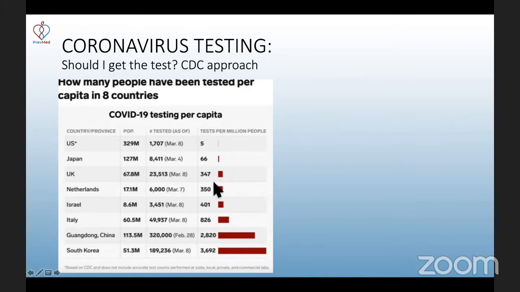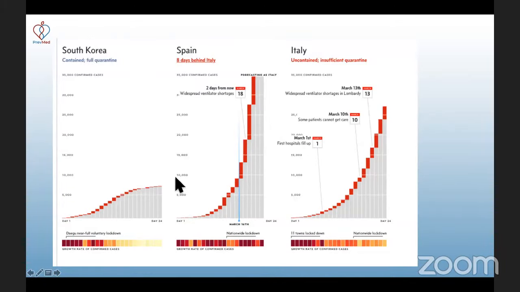There's been a lot of discussion about should we do more testing? Should we open that up? The difficult reality right now is that there's not enough testing kits out there to do that. But you go back and think about the numbers we were just talking about, and there's a lot of evidence that one of the reasons South Korea was able to contain their epidemic, to the extent that they could, was that they came out hard and fast with a lot of testing availability.